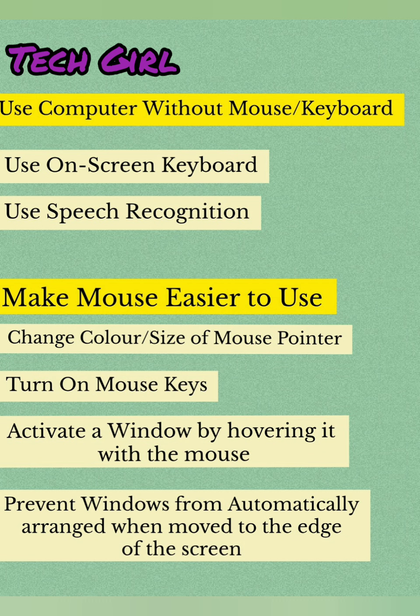So the first one is use on screen keyboard. A computer can be used without a keyboard by using the on screen keyboard. This facility can be activated from the type using a pointing device section by selecting the checkbox of use on screen keyboard. So instead of using the physical keyboard, we can use the on screen keyboard.